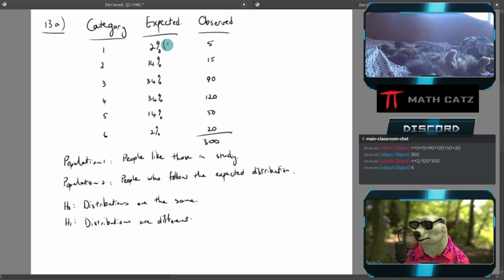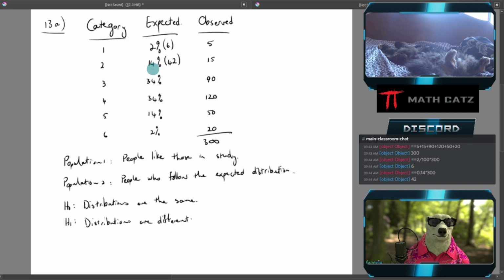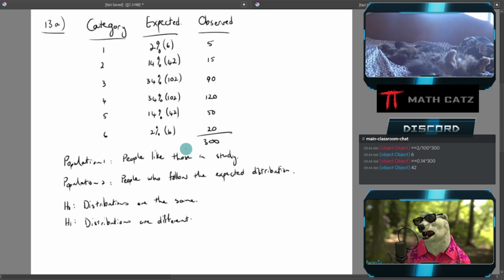Let me write a better 6. Let's do one more for 14. I can just go 0.14 times 300, and that would be 42 expected. If I do the same thing for 34, that would expect a number of people of 102. And you see, for convenience, even though we have 6 categories, these numbers do repeat, so I don't really have 6 different calculations here. There's some symmetry for the convenience of a hand calculation, or the distribution it may come from has some symmetry.